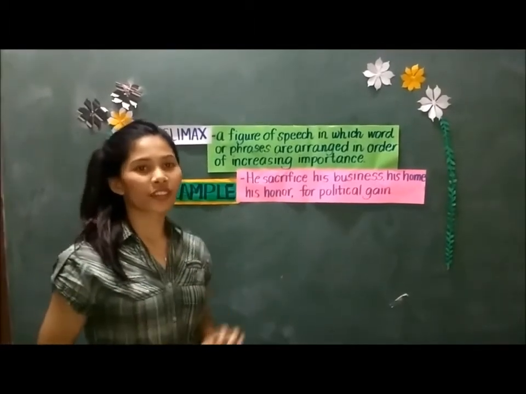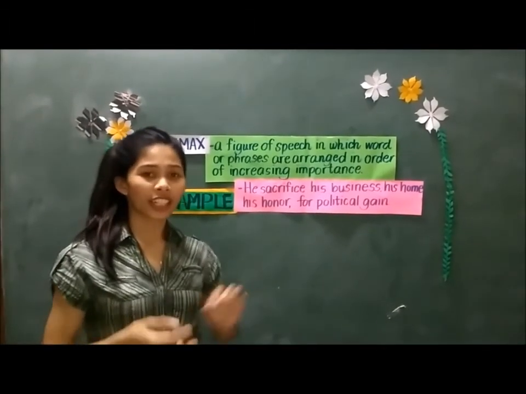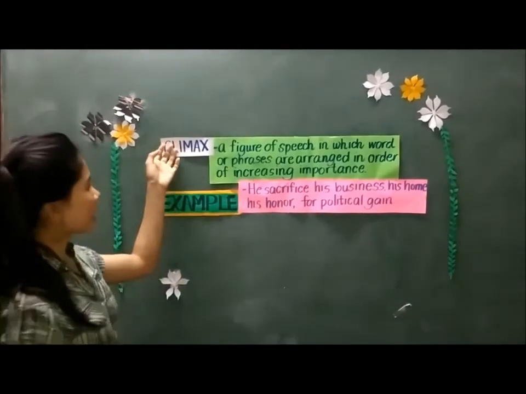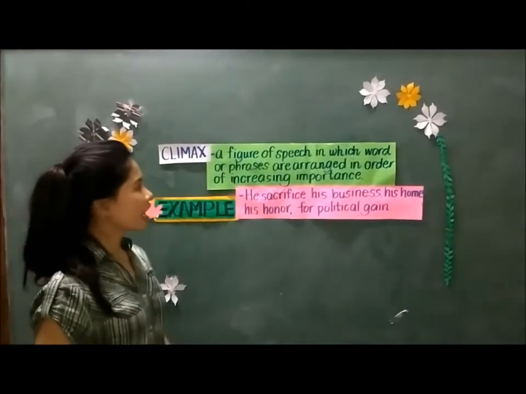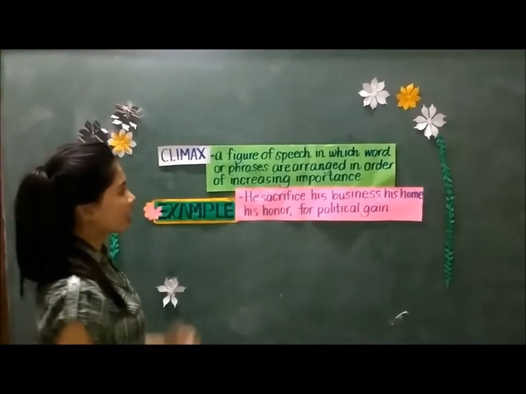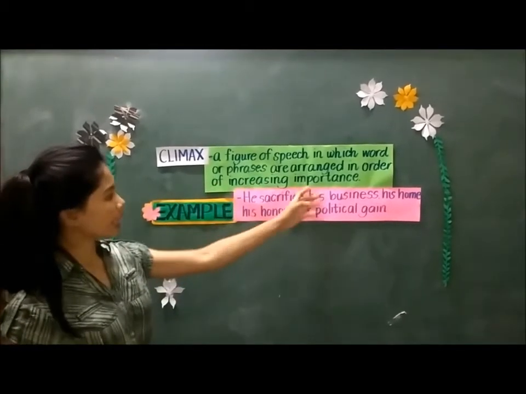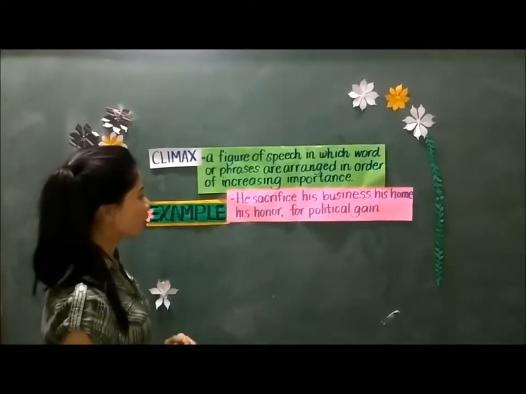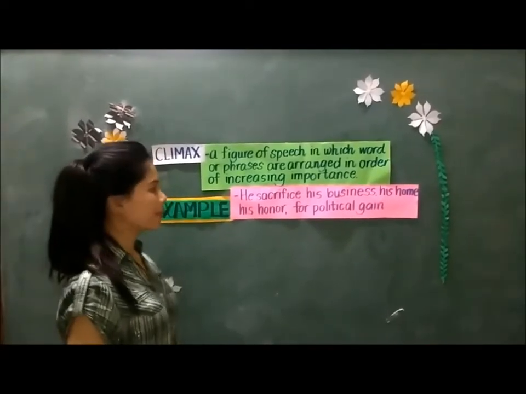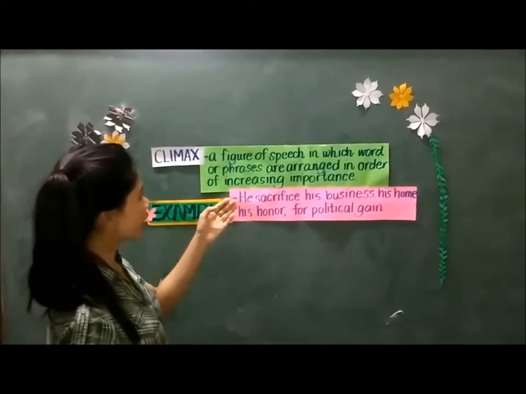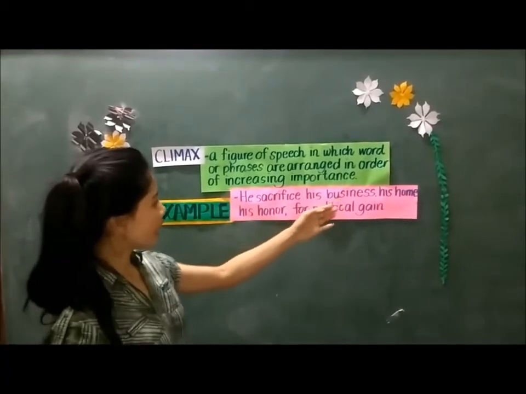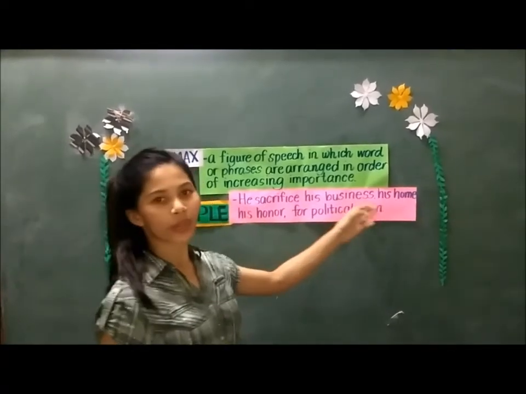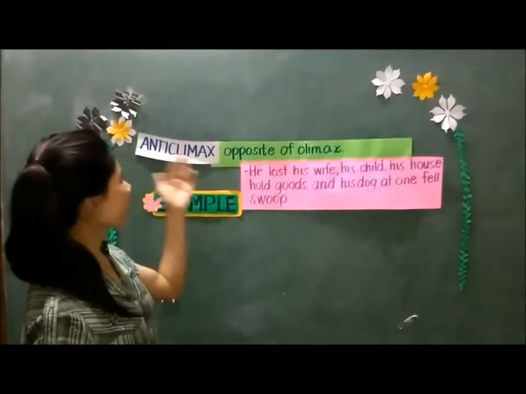So the third category of figure of speech is construction. Under construction are climax and anticlimax. So what is climax? Climax is a figure of speech in which words or phrases are arranged in order of increasing importance. So example is, he sacrificed his business, his home, his honor for political gain. So here the importance increases because honor is the most important, then the next is home, and the last one is business.